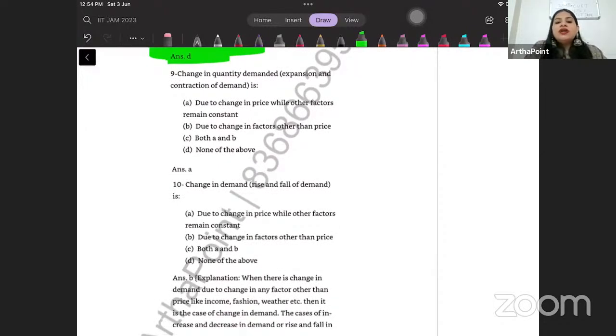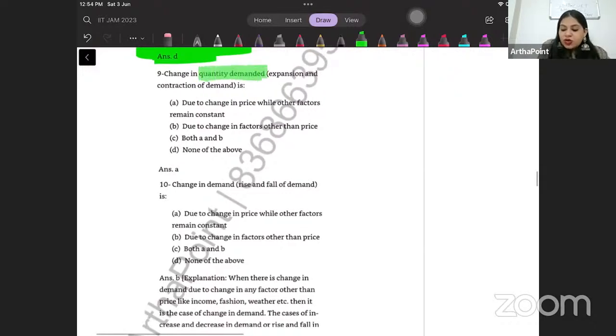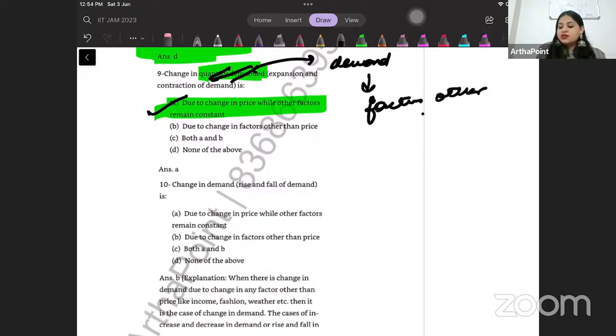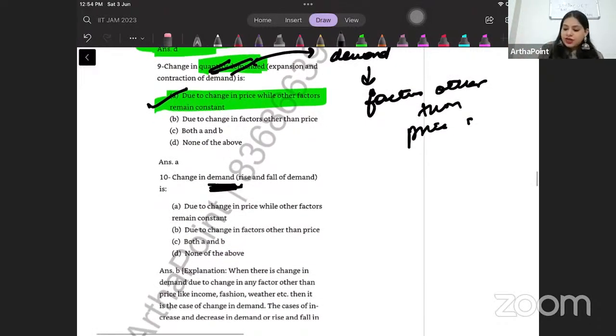Change in quantity demanded is. So beta, change in quantity demanded आ गया ना, quantity. So it is due to price. So answer will be simply A. If it would have been change in demand, then it would have been through factors other than price. ठीक है जी. Change in demand, अब quantity हटा दी है, so it will be due to factors other than price. So answer will be B.